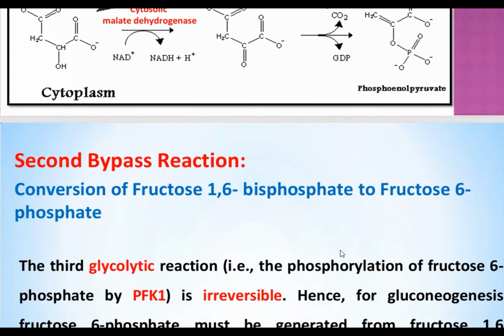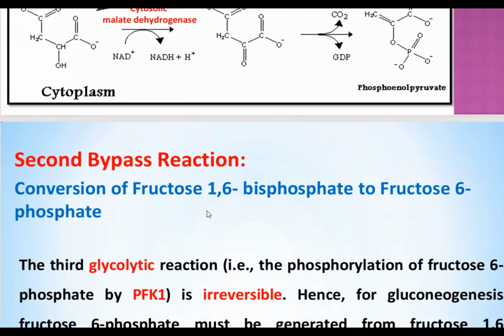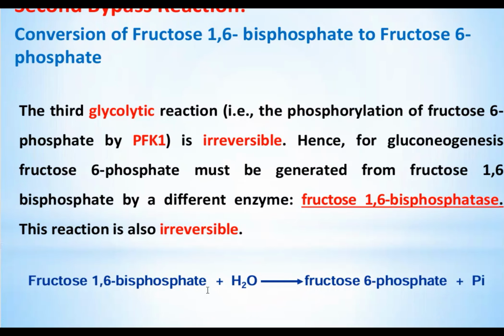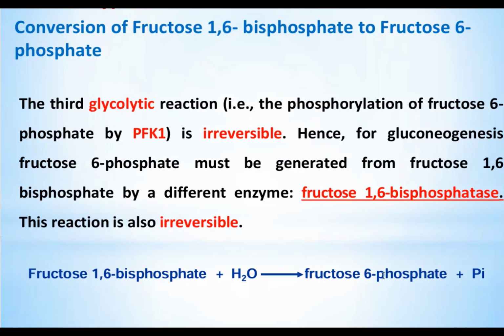So the second bypass reaction, what happened? The conversion of fructose 1,6-bisphosphate to form fructose 6-phosphate. The third glycolytic reaction is irreversible, and hence in gluconeogenesis, fructose 6-phosphate must be generated from fructose 1,6-bisphosphate by a different enzyme, that is fructose 1,6-bisphosphatase. This reaction is irreversible also. Now fructose 1,6-bisphosphate plus H2O will react to form fructose 6-phosphate plus Pi.